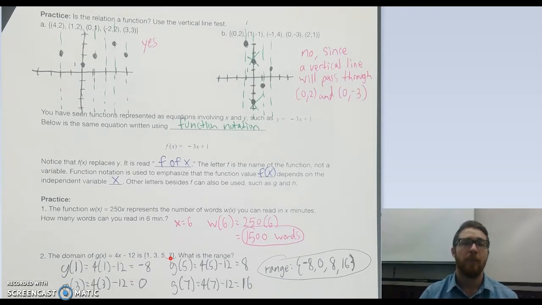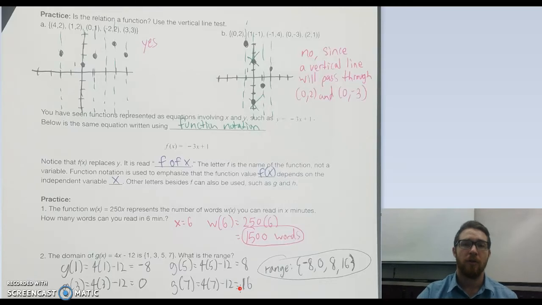Remember, domain is going to mean your x values. So if I use those as my x values, if I replace x with 1, I get 4 times 1 minus 12, so that should be negative 8. If I replace x with 3, 4 times 3 is 12, so 12 minus 12 is 0. If I replace it with 5, 5 times 4 is 20, minus 12, I get 8. And replacing that with the last domain value, 7, I get 4 times 7 is 28, minus 12, I get 16.